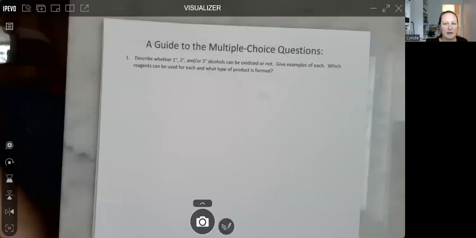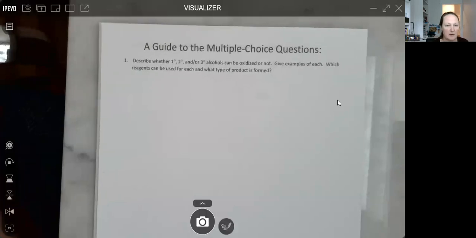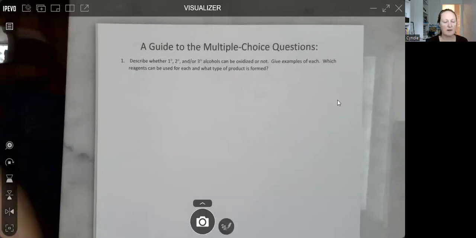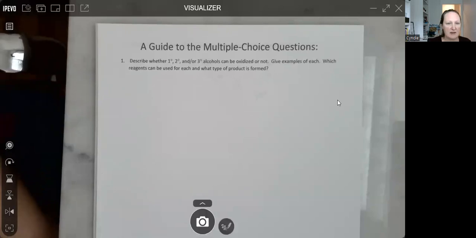All right, so let's go ahead and start with question number 1. So it says, describe whether primary, secondary, or tertiary alcohols can be oxidized or not. Give examples of each. Which reagents can be used? And what type of product is formed.